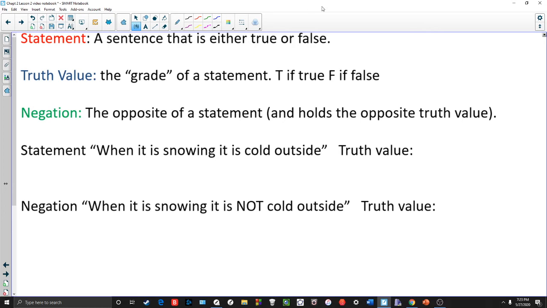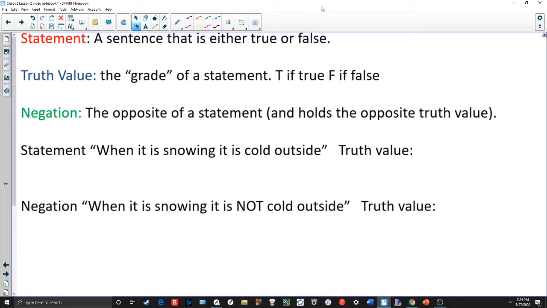So first off, some definitions. A statement is simply something that can either be true or false. So if it has the possibility of being either true or false, we can call it a statement. And the truth value is simply the grade of the statement. Is it true or is it false? That's the truth value. If it's true, then the truth value is true. If it's false, then the truth value is false. That's just how it goes.